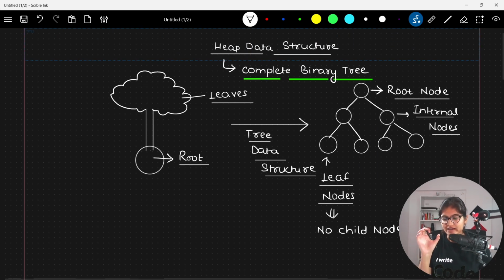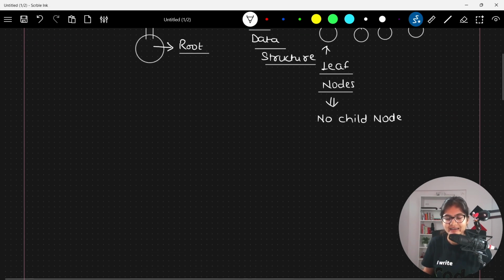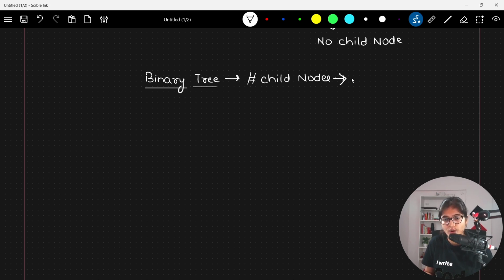Now, when I say complete binary tree, we have understood the meaning of a tree. The next question is, what is the meaning of a binary tree? When I say binary, it means two. Whenever you hear the term binary tree, it simply indicates that the number of child nodes will be either 0 or 1 or 2.